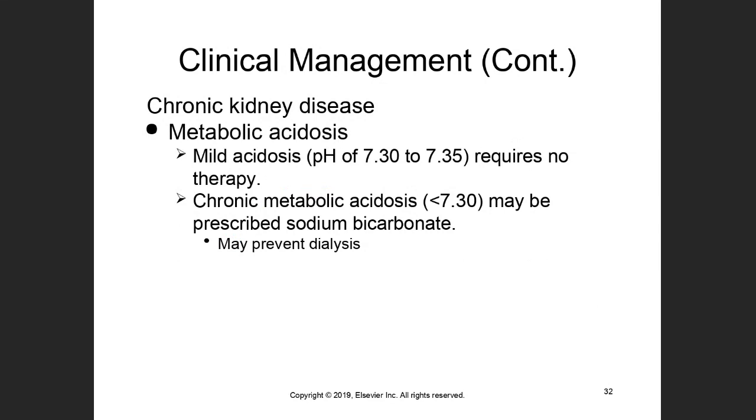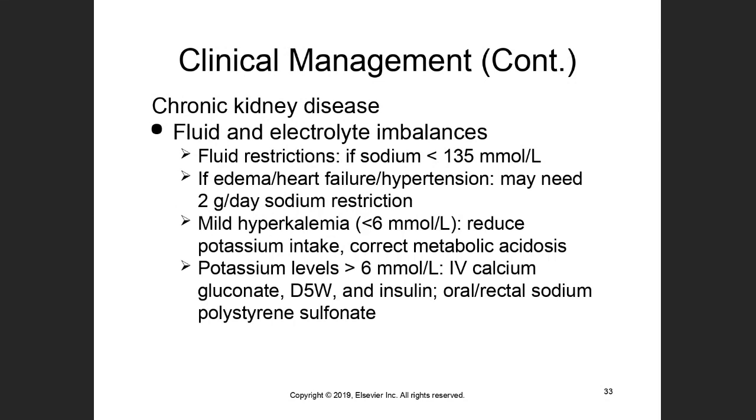Metabolic acidosis. In chronic kidney disease, the patient has mild acidosis. Chronic metabolic acidosis is when the pH is less than 7.3. Chronic kidney disease, fluid and electrolyte imbalance: fluid restriction if sodium is less than 135. If edema or heart failure, you also have to restrict sodium. Okay? Mild hyperkalemia: you have to check the potassium level. Always remember that potassium leads to heart problems.